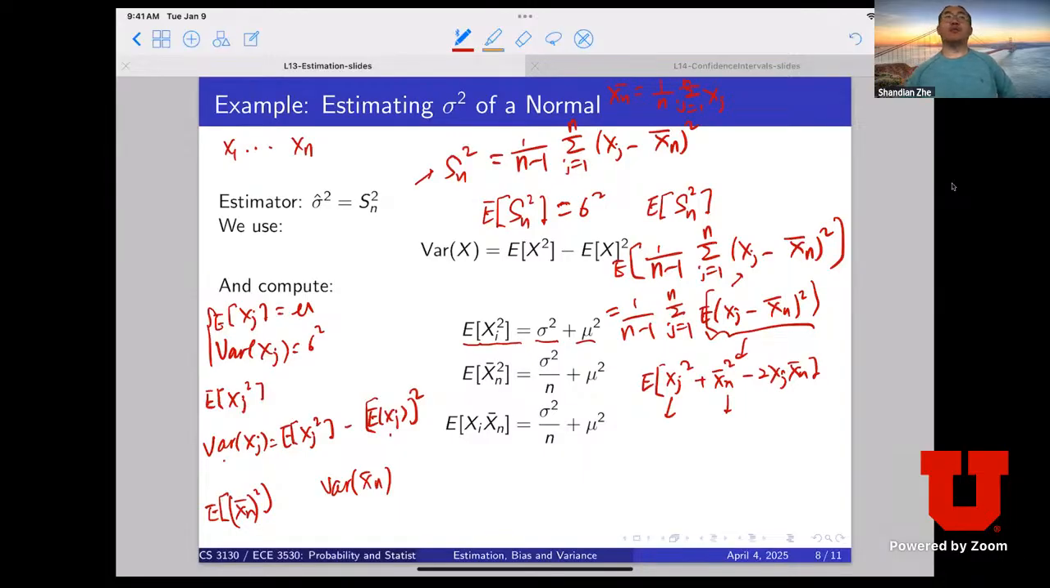This is a result we discussed before. Because the sample mean is just the average of n IID random variables, the variance of the sample mean is the variance of each individual random variable divided by n. So then you can immediately get that the expectation of the square of the sample mean is the variance, sigma square over n, plus the mean square, mu square. Question?